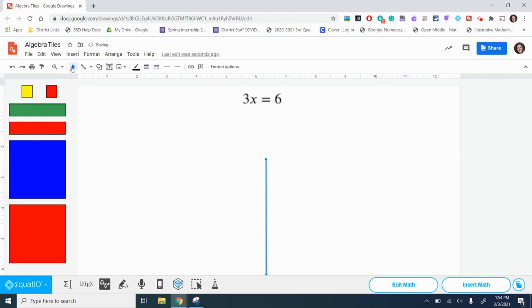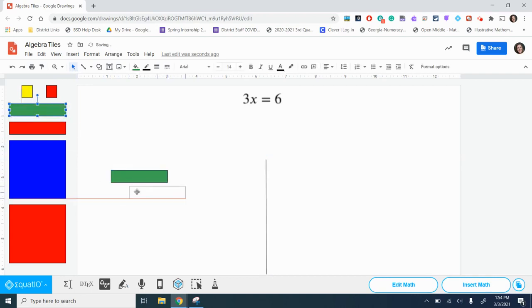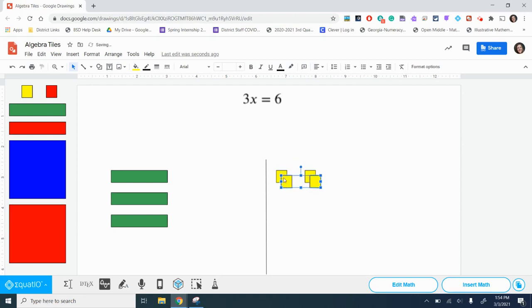And then I'm going to use some algebra tiles to represent 3x. 1x, 2x, 3x is equal to 6. 1, 2, 4, 6. All right, so 3x is equal to 6.